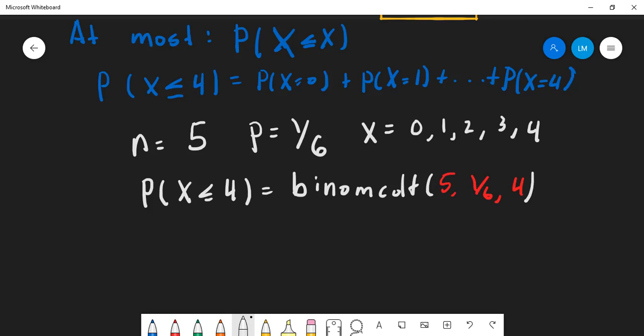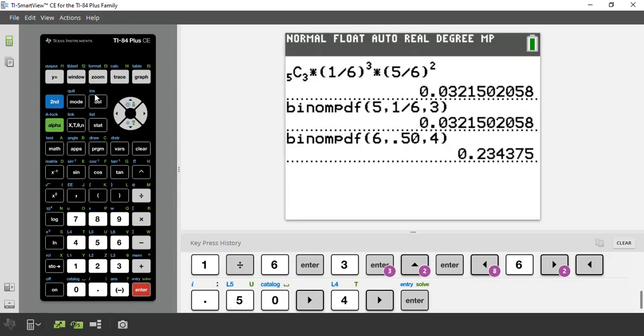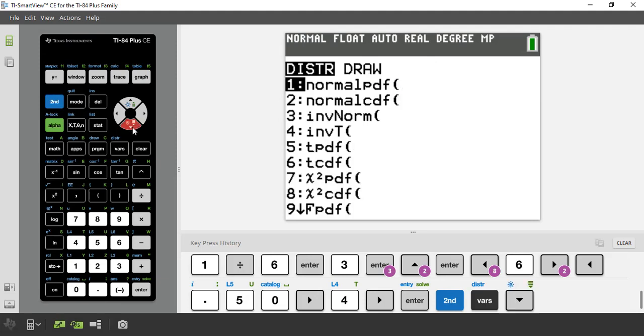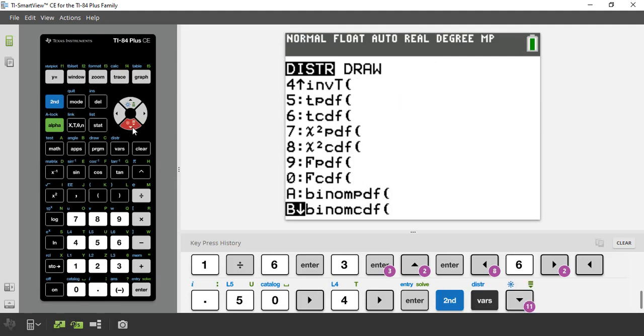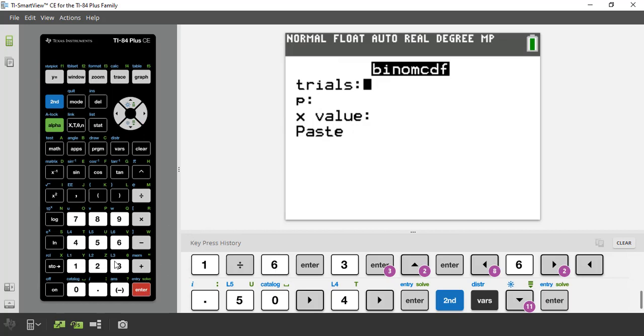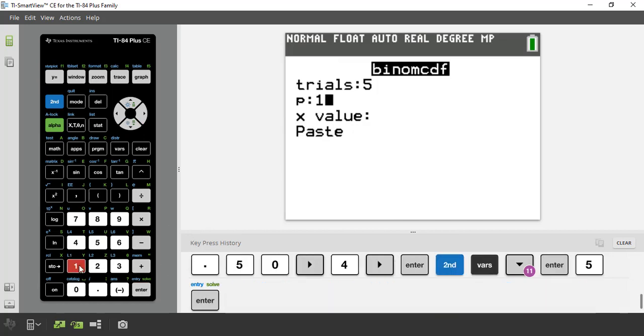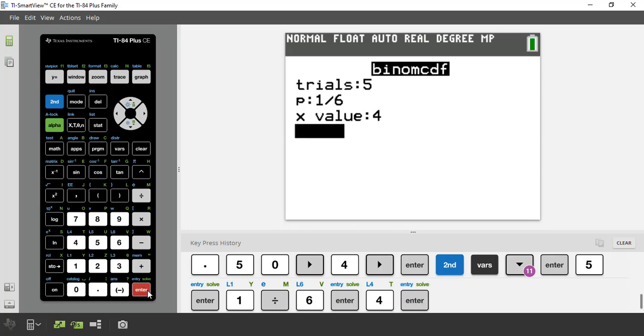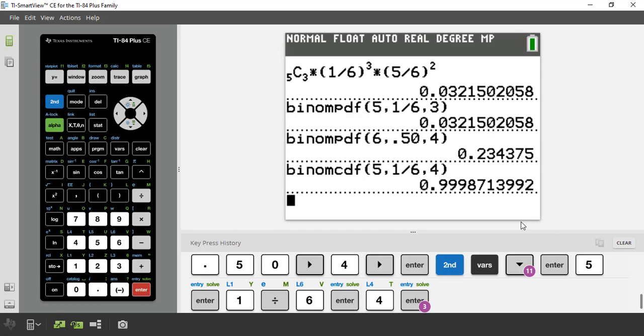So we'll just go to our calculator and select Binomial Cdf. The CDF is for cumulative. So the number of trials is 5, the probability is 1/6, and the x value is 4. Now keep in mind that that's selecting up to 4. So we click enter, and okay, that's a really high probability. Essentially it's almost 100% that your choice of number comes up.